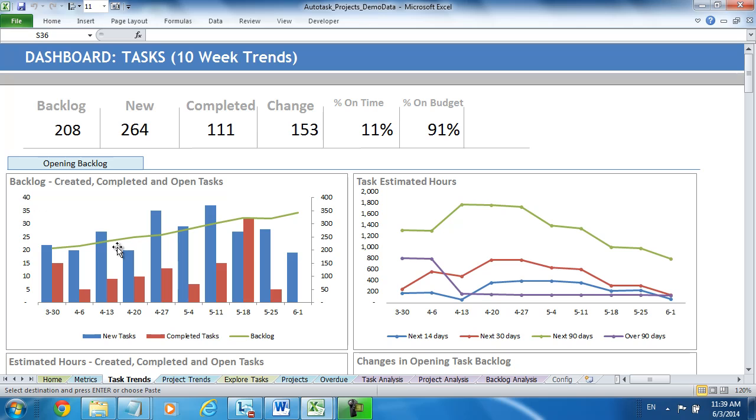Here what we're seeing is in both cases a 10-week trend, similar to service, that shows you where you started in terms of task backlog, the number of open tasks at the beginning of the 10-week period, how many new tasks have been created, how many completed tasks have been, what's the percent change. We also focus on tasks that are completed on time and also tasks that are completed on budget. So based on a comparison of the actual time versus the estimated time, you'll get that information.